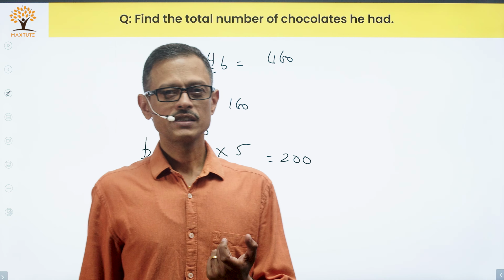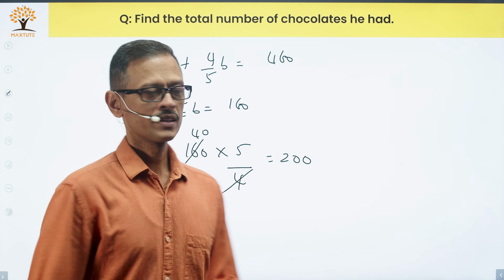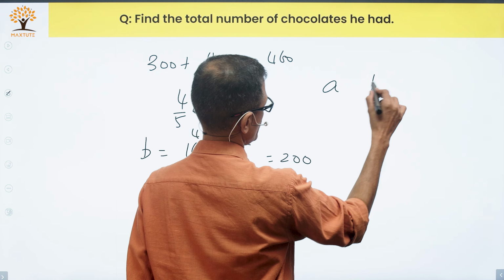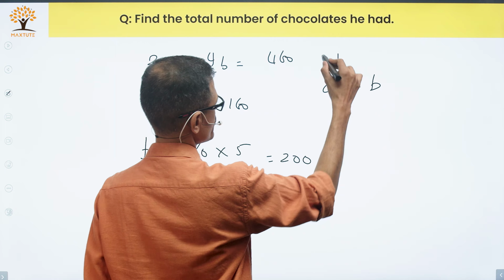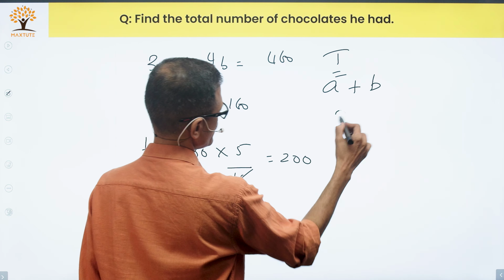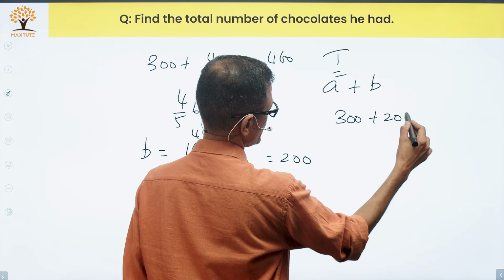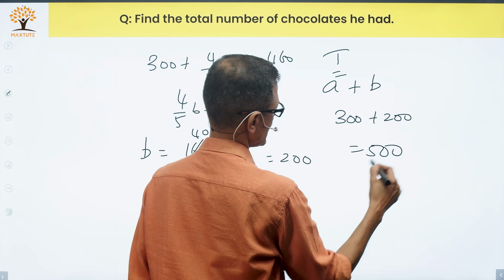What do we have to find out? Number of chocolates totally that he sold. Lot A, A chocolates, lot B, B chocolates. This is the total number of chocolates he would have sold. A is equal to 300, B is equal to 200. He sold a total of 500 chocolates.